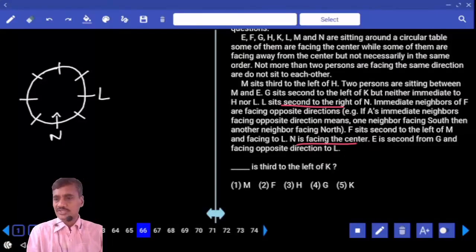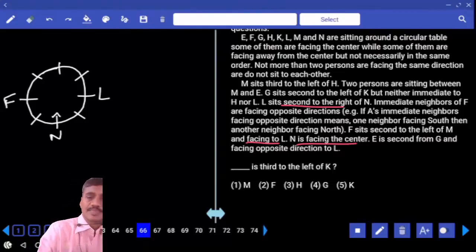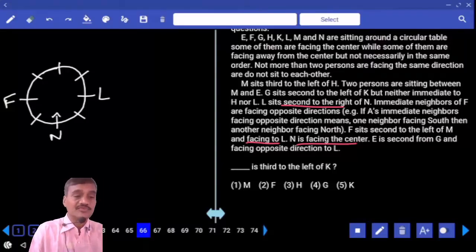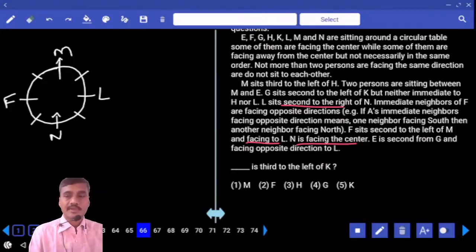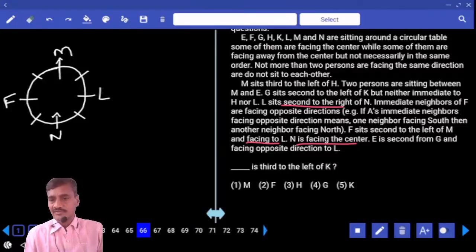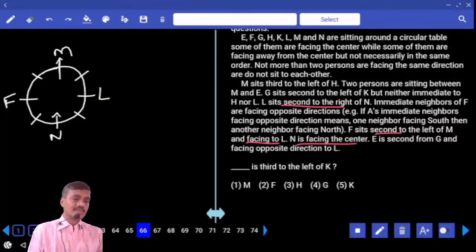L sits second to the right of N, and next one, F sits second to the left of M and facing L. F is facing L. Now F is facing L means F must be at this place. F sits second to the left of M, so M must be here. M must be away from the center. F sits second to the left of M and facing L.